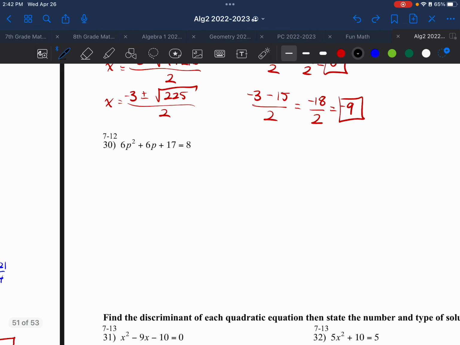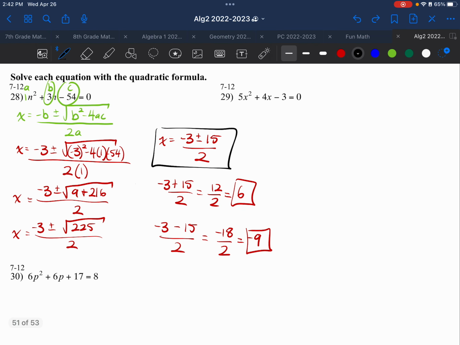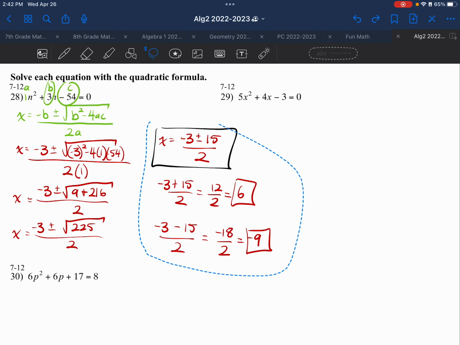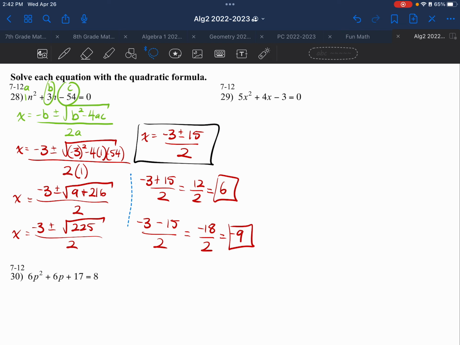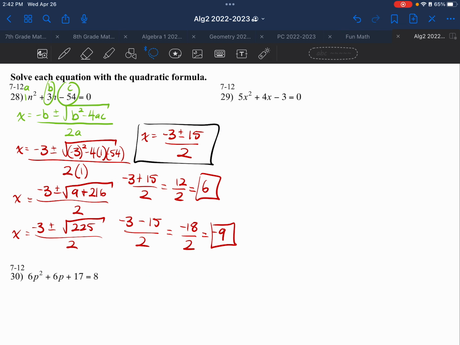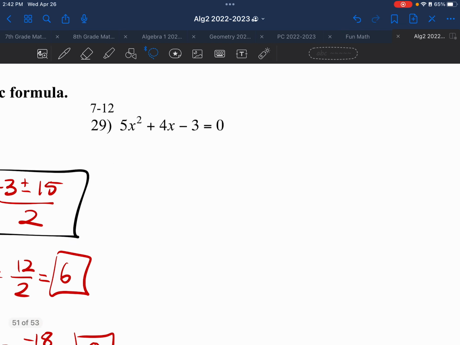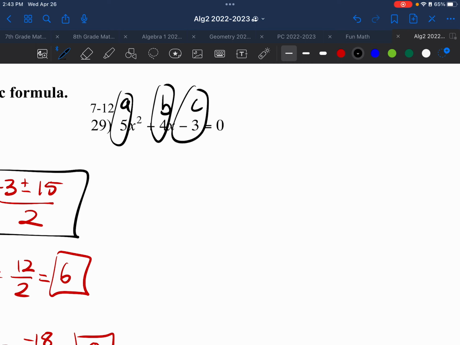All right, and on to number 29, which we invaded that territory a little bit, so I'm going to move these over a little bit. Hopefully that's enough room. Let's do number 29 now. So again, make sure that the right side is 0, which we did. And now we're going to say that A is 5, B is 4, and C is negative 3. Remember to include the sign in front of it. Because this was a positive, I purposely didn't circle it, but the negative is important for the C.